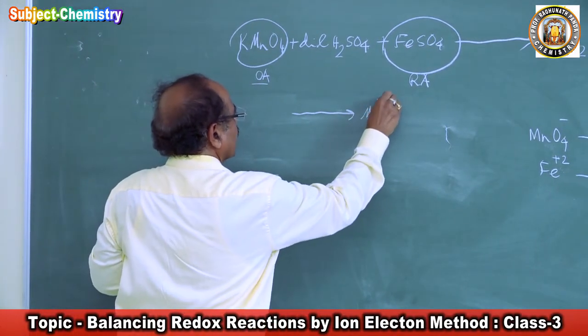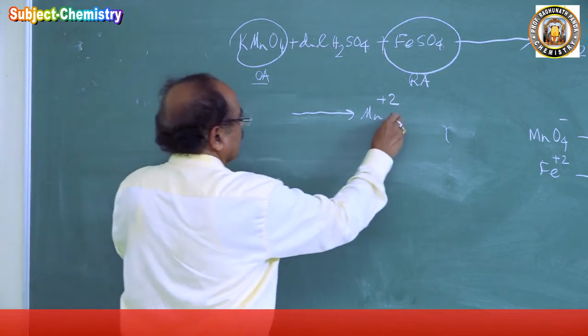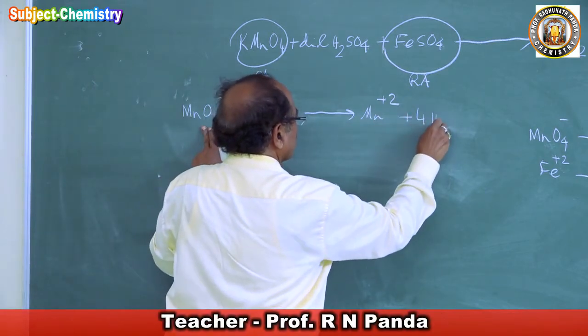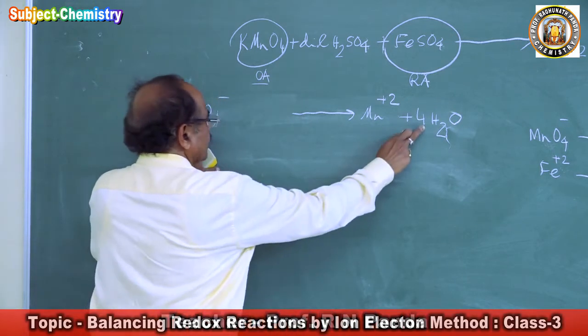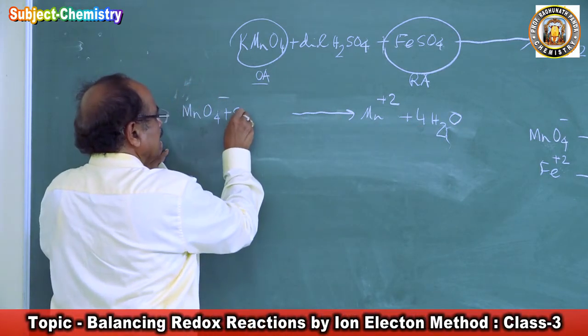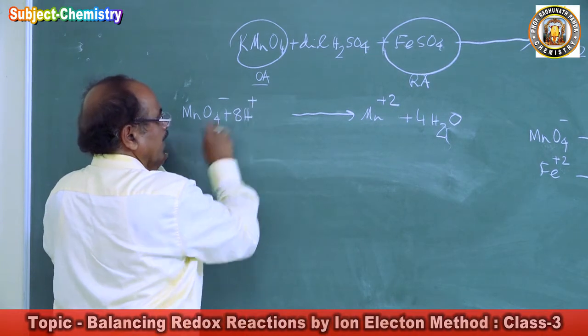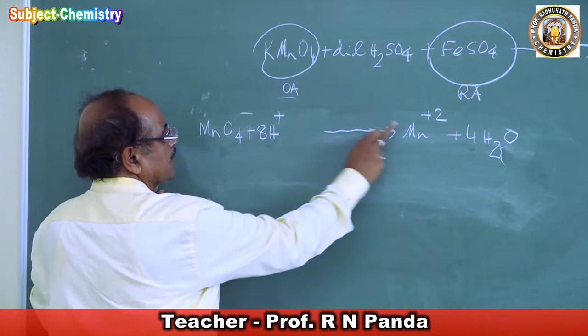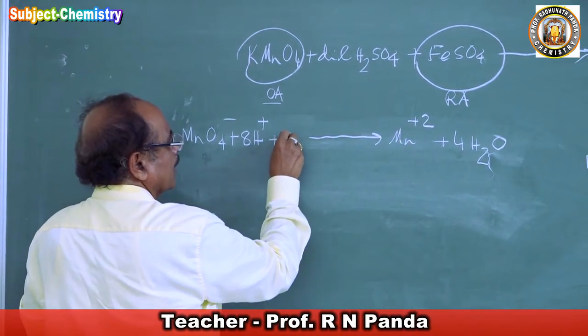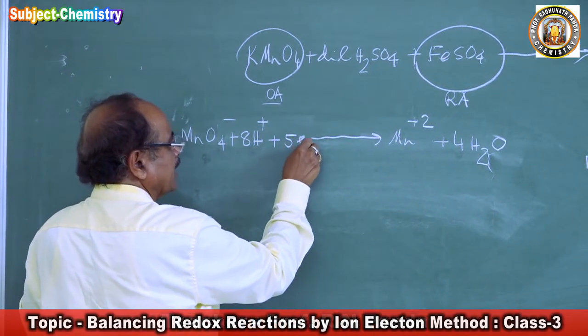Balance the oxygen atoms by adding water molecules. We'll add 4 water molecules to balance the 4 oxygen atoms. Balance the hydrogen atoms by adding hydrogen ions, 8H plus. Then this side is 7 positive, this side 2 positive. So we'll balance the charges by adding electrons.